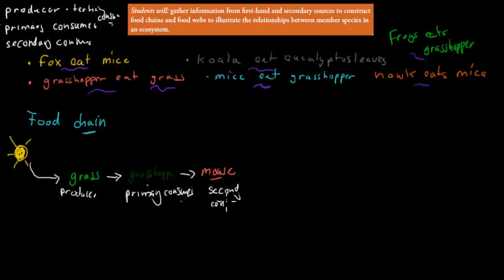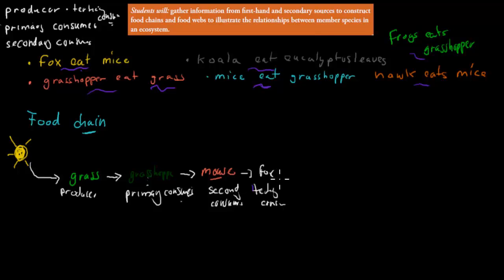And do we have any information on who could be the tertiary consumer? Well, here we've got written that the fox eats the mice. So a fox could be the tertiary consumer, which means that the last part of that whole line is our tertiary consumer, which would be the fox.